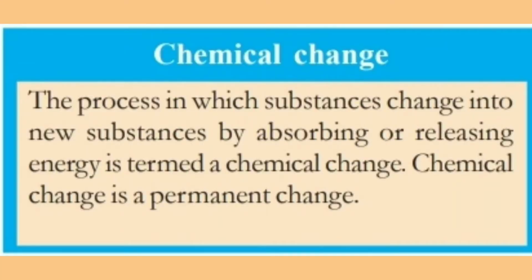Some examples of permanent change are burning a magnesium ribbon and burning a piece of paper. Because when we burn a piece of paper, it turns into ash. And we cannot transform this ash back into the piece of paper. So it is a permanent change. Next, we are going to study chemical change. The process in which substances change into new substances by absorbing or releasing energy is termed chemical change. Chemical change is a permanent change. The process in which a substance turns into another, new substance is called chemical change.